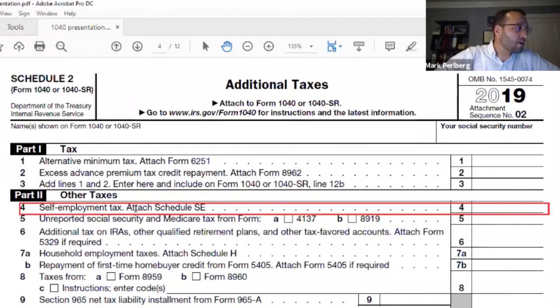Schedule 2. Now, not a whole lot here, but I want you guys to pay attention to self-employment tax. This is brutal, especially for you real estate agents, independent contractors, sole proprietors. The self-employment tax is brutal. It's 15.3% on your first $135,700.